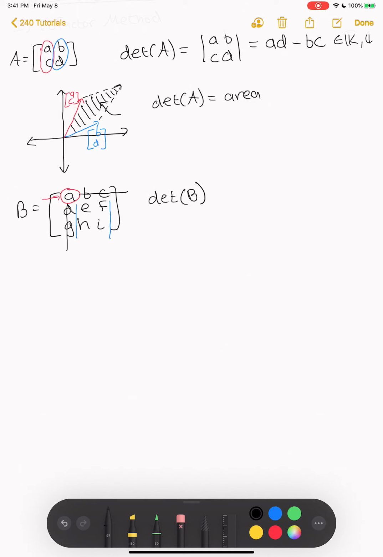It looks a little weird if you haven't seen this before, but we do A times this determinant, E, F, H, I. And that forms our first entry here.